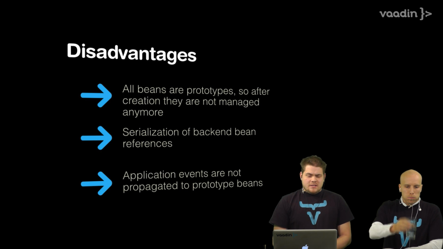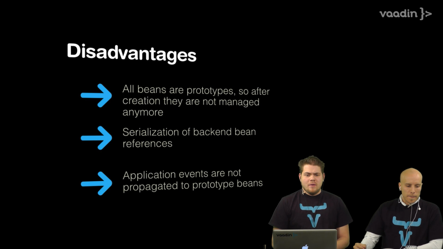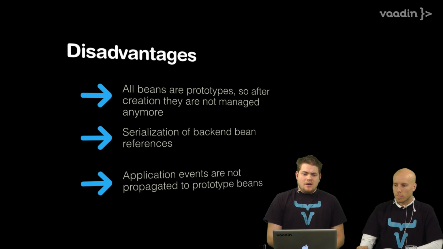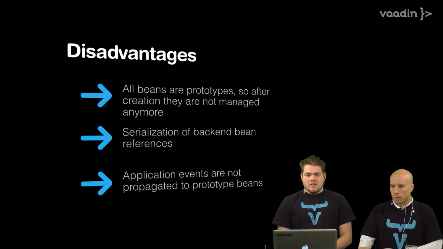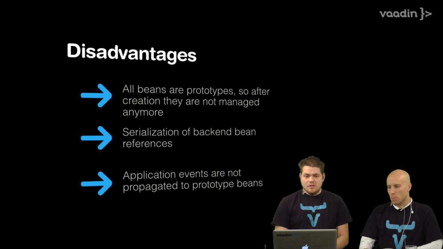Another common problem with this is the so-called serialization of backend bean references. Most of you who have been doing Vaadin applications know that we store absolutely everything in the session. And if you want to have session replication between nodes in a cluster, for example, then the entire UI needs to be serializable. By injecting backend beans into your UI and not making them transient, you're effectively rendering your application non-serializable, and this is a bit of a problem sometimes.